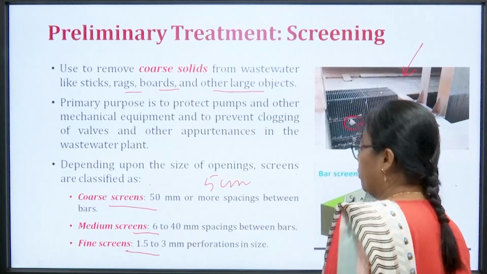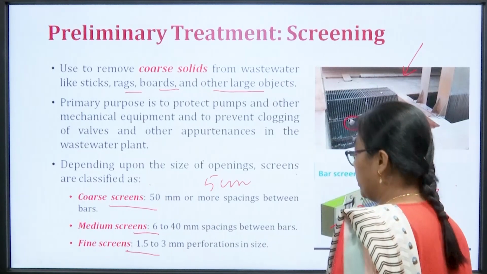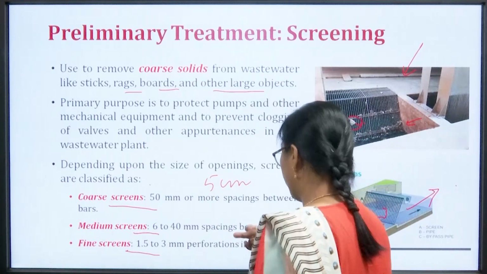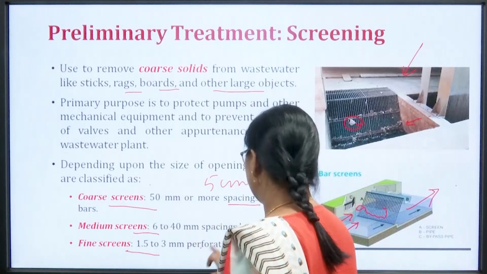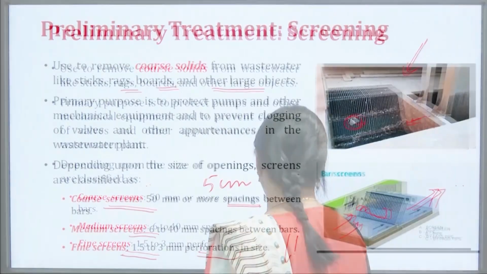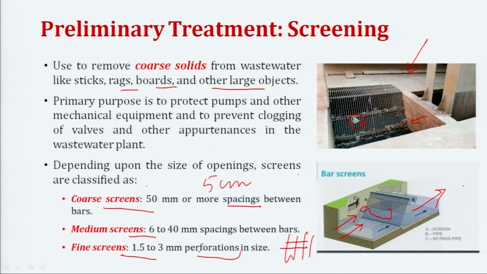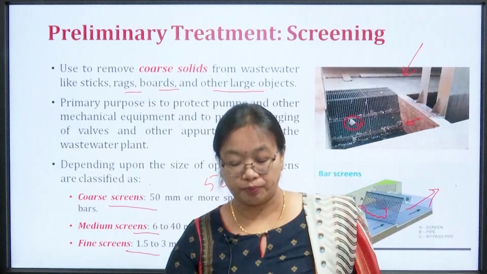Medium screens have 6 to 40 mm, that is 0.6 to 4 centimeter spacing, and fine screens have perforations. These are spacings and this is perforations. Generally we do not use fine screens because they get choked many times, so maintenance is very high. Most of the time we go for coarse screens and maybe medium screens, because after screening we are going to have other preliminary treatment.